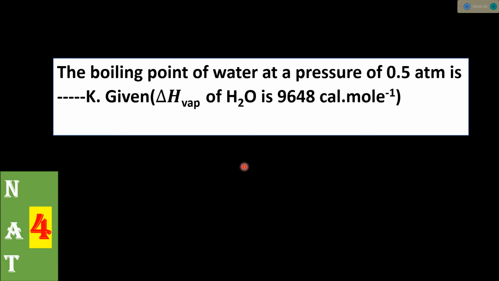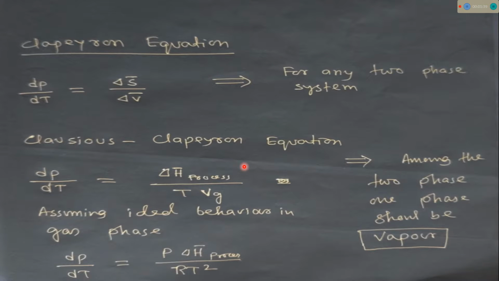To solve this type of question, we should know the relation or equation. I think many of you already know that there is the Clapeyron equation and the Clausius-Clapeyron equation. So this is the Clapeyron equation: dP/dT equal to delta S upon delta V.